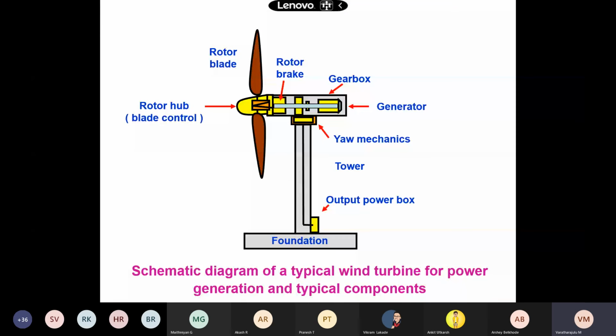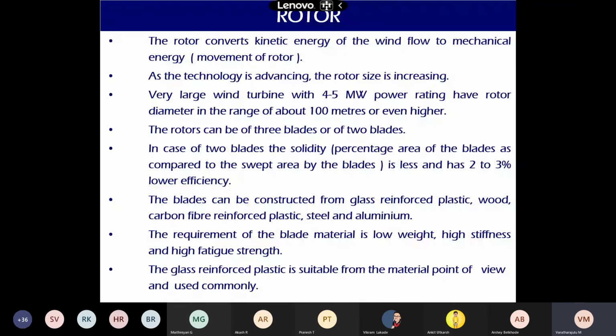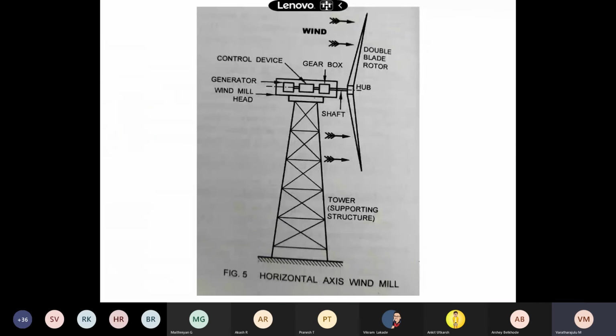There are usually two different types of wind turbines. That depends on the axis of the wind turbine. It is classified either as a horizontal axis wind turbine or a vertical axis wind turbine. This is an example of a horizontal axis wind turbine. And there are five different things we need to discuss about these wind turbines. One is rotor, the second one is transmission system, the third one is generator.